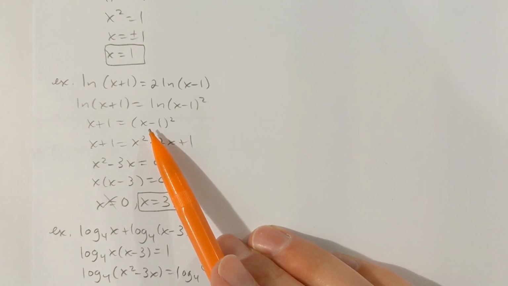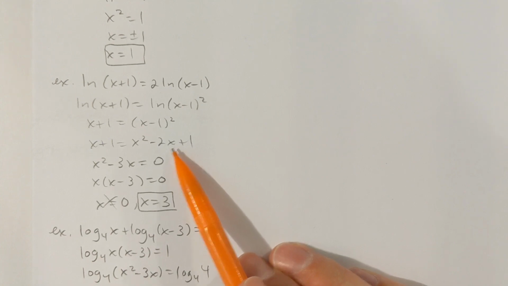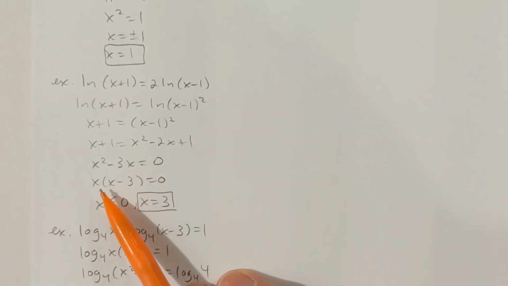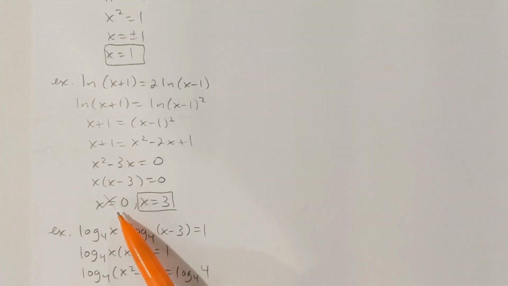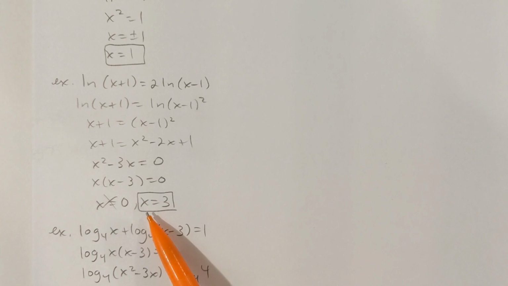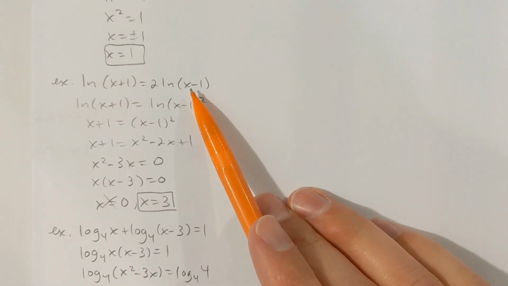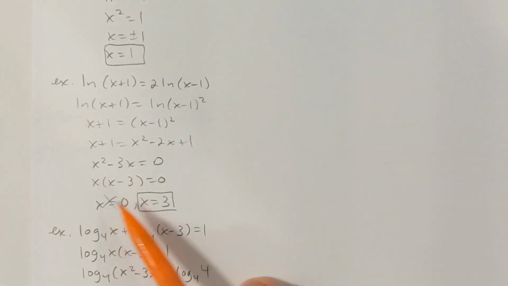So that's what I've done on the next line. And then FOIL out x minus 1 times x minus 1 and get everything onto one side so that we now have a quadratic. X squared minus 3x, x is in common to those two terms. When you factor out x and set the factors equal to 0, you get x equals 0 or x equals 3. 0 would be extraneous because when you plug that into the original, you have log of a negative, which cannot be calculated, so throw that number away.